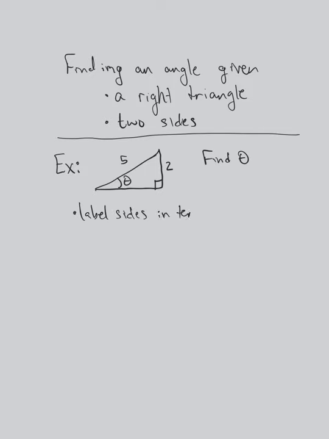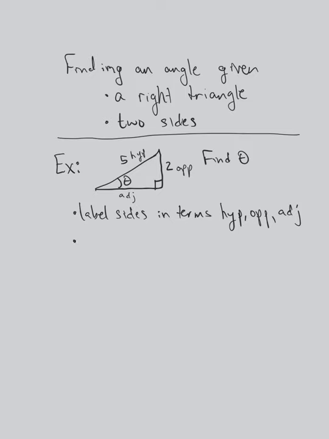in terms of our triangle labeling. So in terms of hypotenuse, opposite, and adjacent. Okay, and so remember the hypotenuse is always opposite the right angle, so the 5 is the hypotenuse here. And then to get the other labels, we have to look at what angle we're talking about. Here's our angle theta, and so 2 is the opposite, and then this third side would be the adjacent.